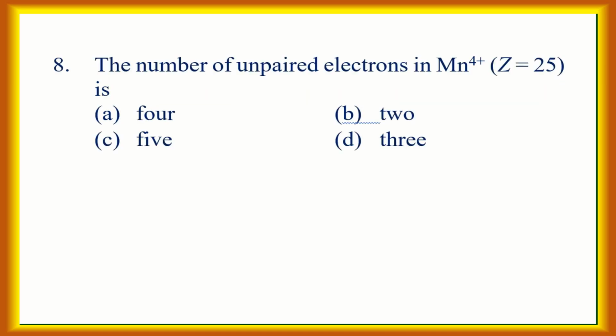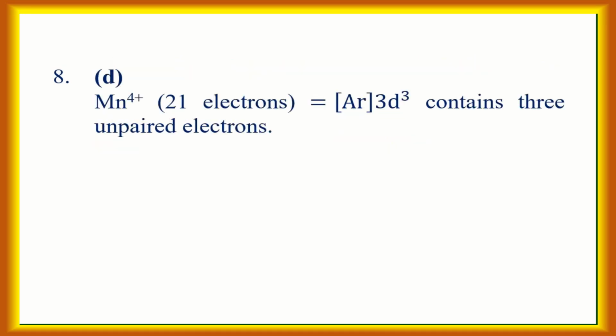Next, question 8. The number of unpaired electrons in Mn4+, Z equals 25, is, options are given, and the answer is D. Mn4+ has 21 electrons, equals argon 3d3, which contains 3 unpaired electrons.